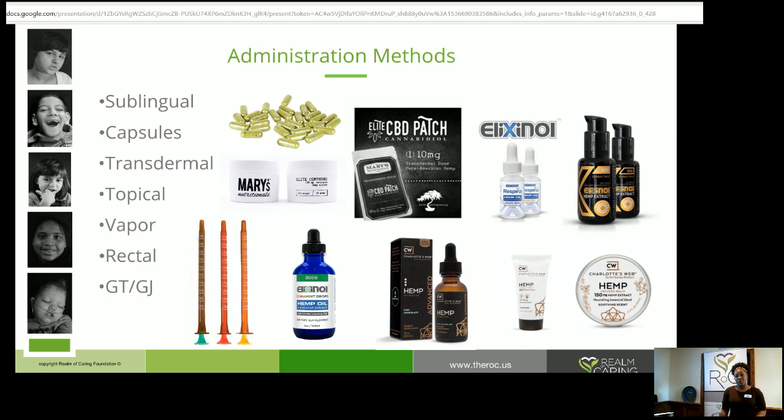With sublingual dosing, the CBD is going directly into the mucous membranes in the mouth and going directly into the bloodstream. So it's more of a rapid onset. With capsules, it has to go through the GI tract and the metabolic processes, so you may or may not be losing some potency there.